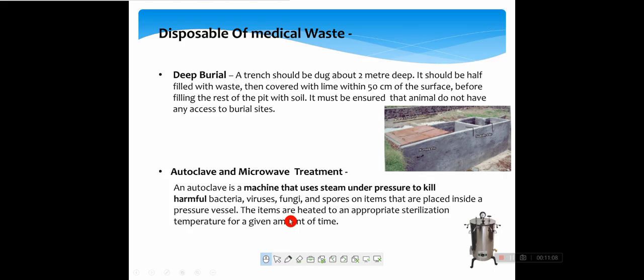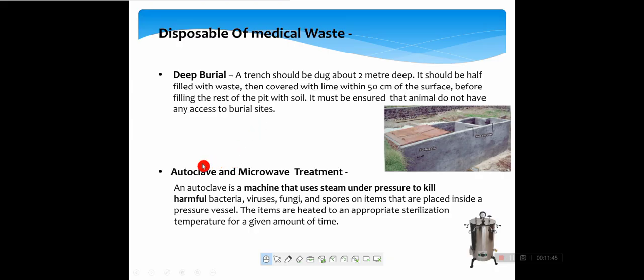After that, we have the disposal of biomedical waste. There are different methods used for it, and one of them is deep burial. In this, the trench dug is 2 meters deep, and it should be half filled with the waste. It is covered with lime up to 50 centimeters from the surface, and then we put some soil over it, and we must ensure that animals don't have any access to that particular site.